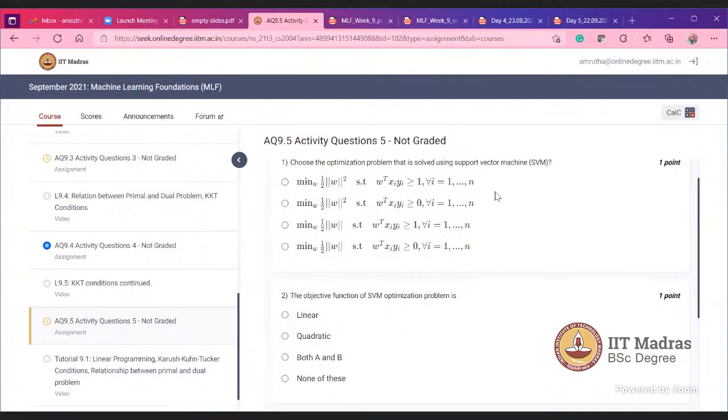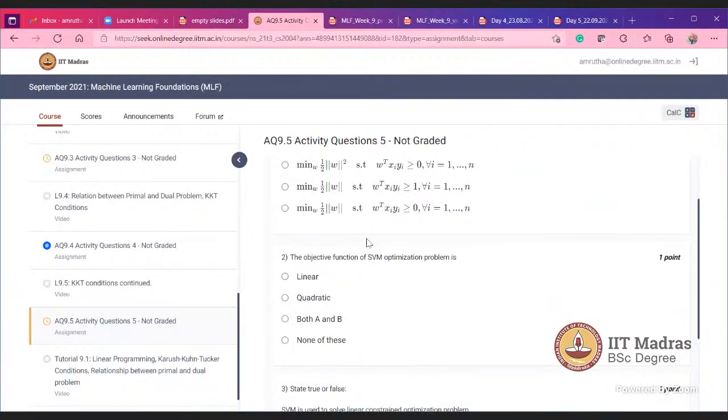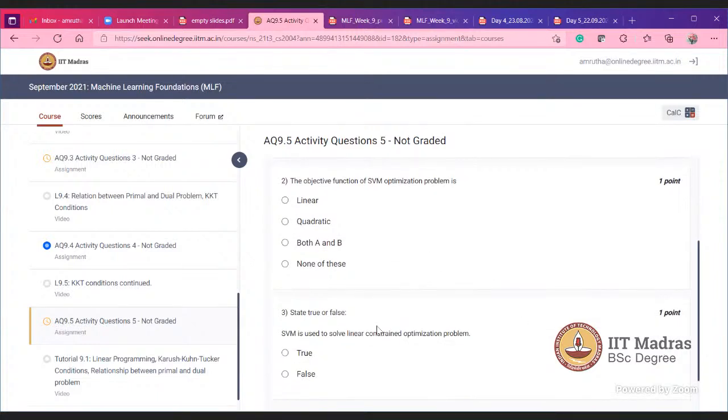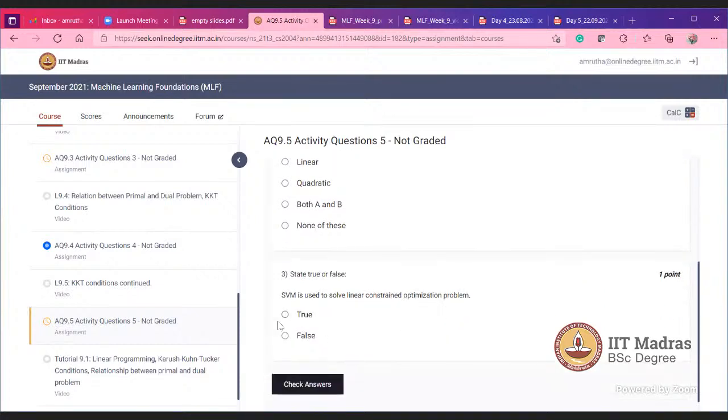Yeah, the same. So your objective function of SVM is quadratic, right? Quadratic. And the constraints are basically linear. That's why SVM is used for linear constrained optimization. So that is true. True. Okay.